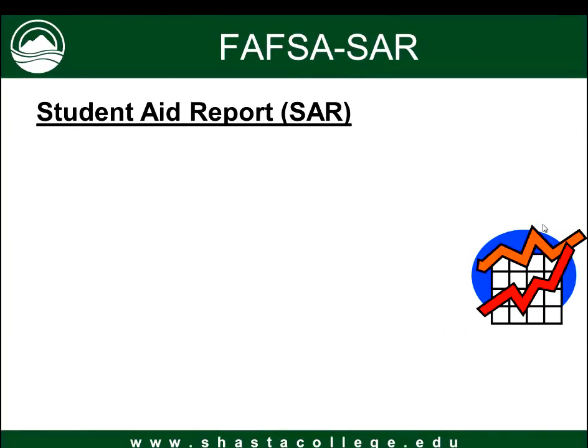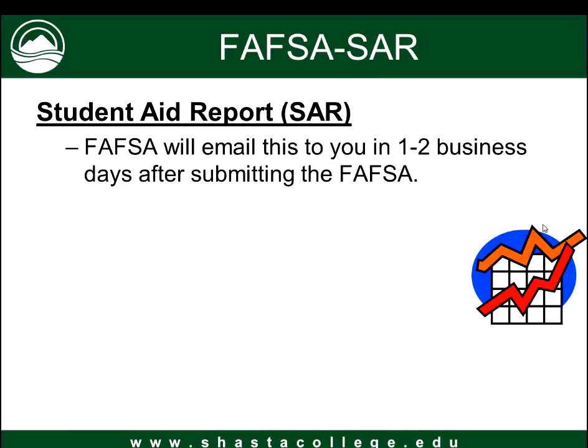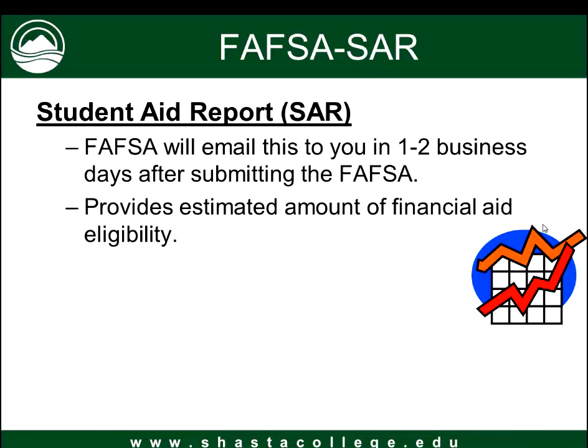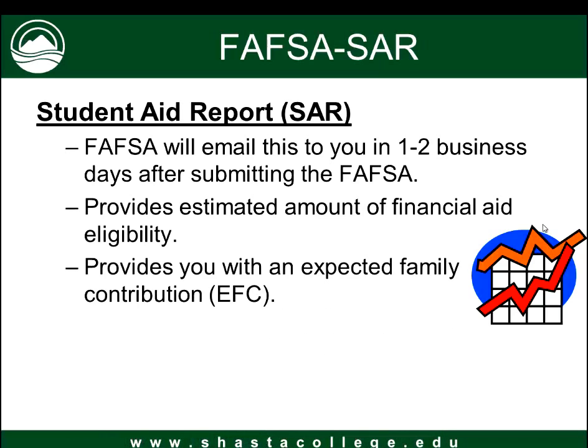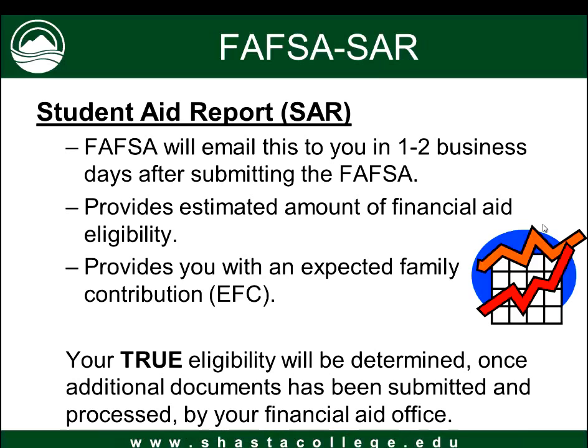So once you submit the FAFSA, what happens next? Upon a successful completion, you will be emailed a Student Aid Report, also known as SAR, which will provide you with an estimated eligibility for all grants. This report will also provide you with an expected family contribution, which is used to determine your true financial need and eligibility. Keep in mind your SAR is an estimate of financial aid eligibility. Your financial aid office will further determine what you are truly eligible for once all financial aid paperwork has been received and processed by their office.